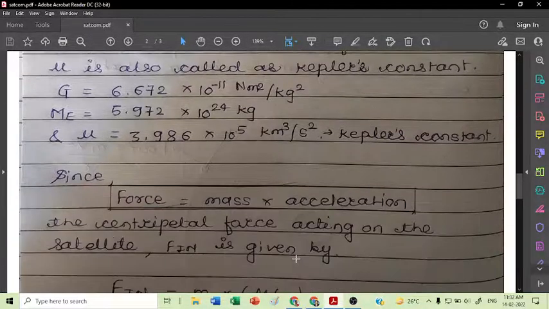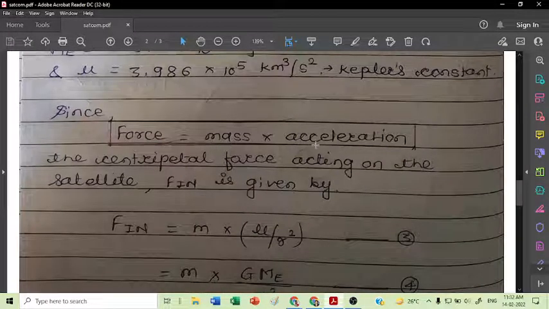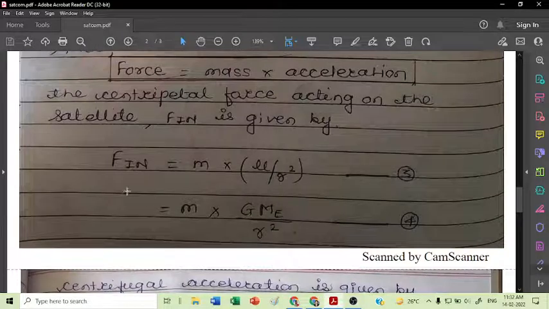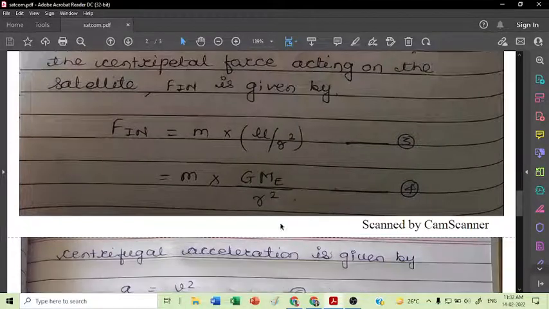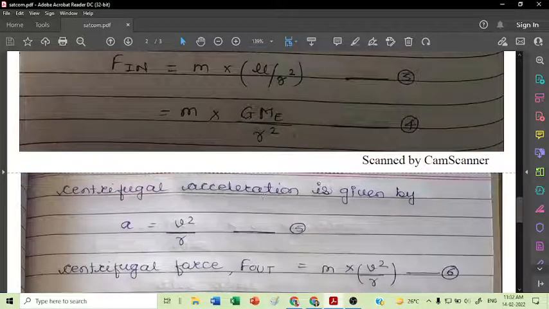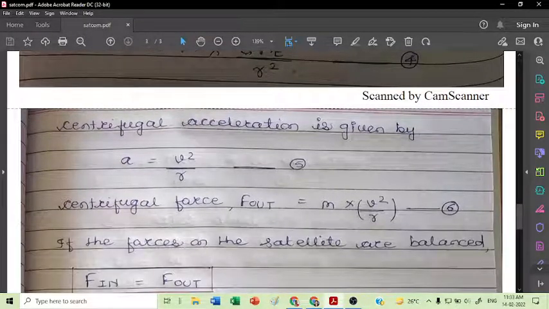This is Kepler's constant. Since we know that force is equal to mass into acceleration, the centripetal force acting on the satellite F in is given by m into mu by r square, where mu is G into Me, the product of G and Me. Therefore, m into G Me by r square. The centrifugal acceleration is given by a = v square upon r. Therefore, centrifugal force F out is m into a, where a is v square by r. Therefore, it is m v square by r.